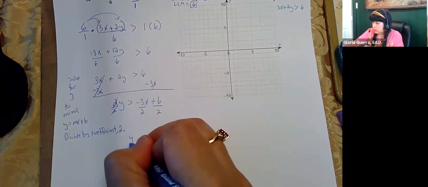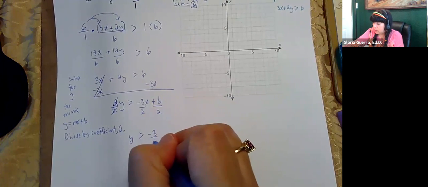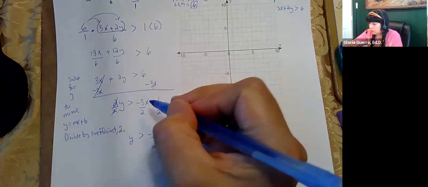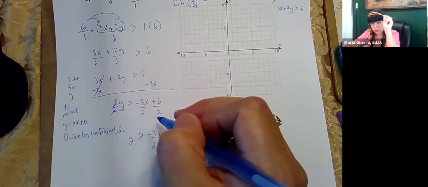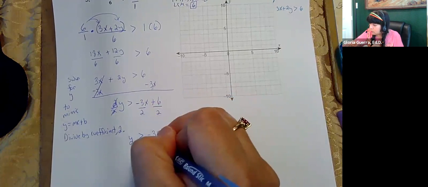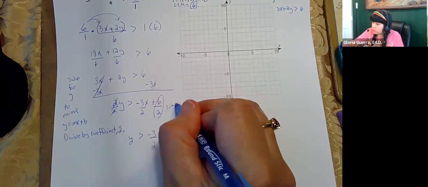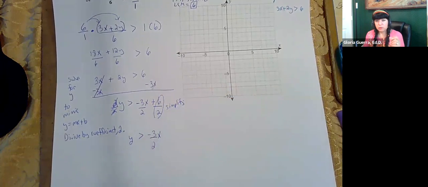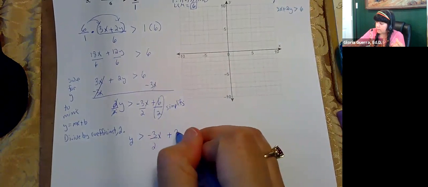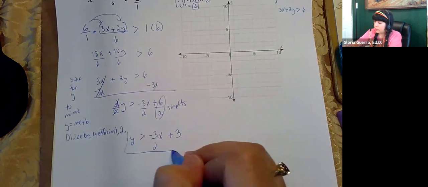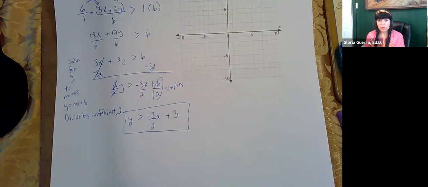So you have y, and this is going to be negative 3/2 x. And again, you might write the negative in the middle of the fraction, but you should push it up to the top. And then this simplifies, right? 6 divided by 2 is 3. So there you see, it's very important. You have to remember to solve for y.